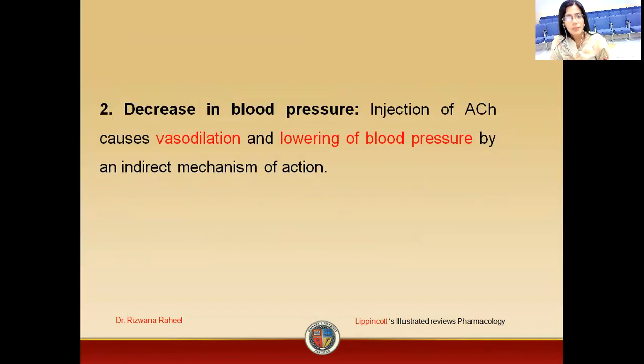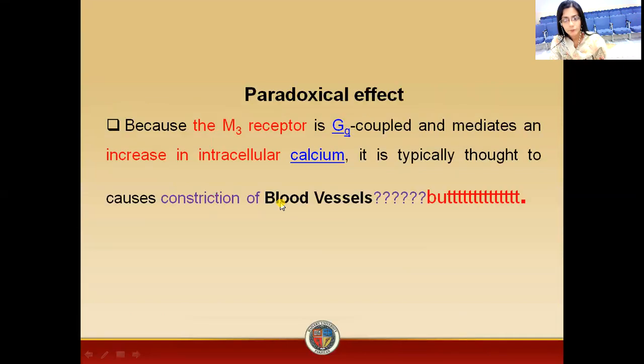Now, acetylcholine also causes vasodilation, that is lowering of the blood pressure, by an indirect mechanism. Now, what is this indirect mechanism? I will discuss it in this lecture. As we know, acetylcholine has the ability to activate the M3 receptors, and these M3 receptors are present on the blood vessels or the smooth muscle cells.